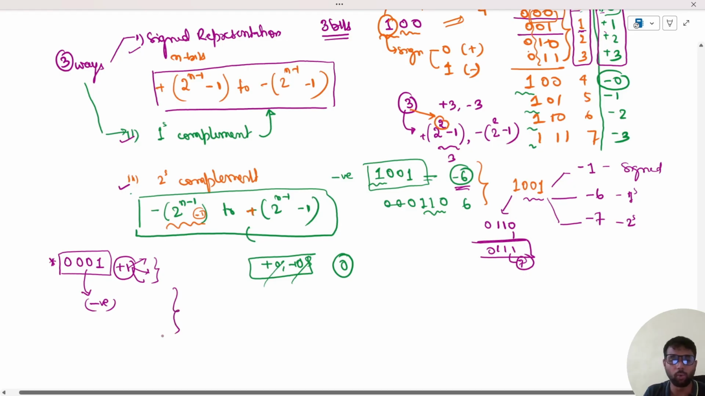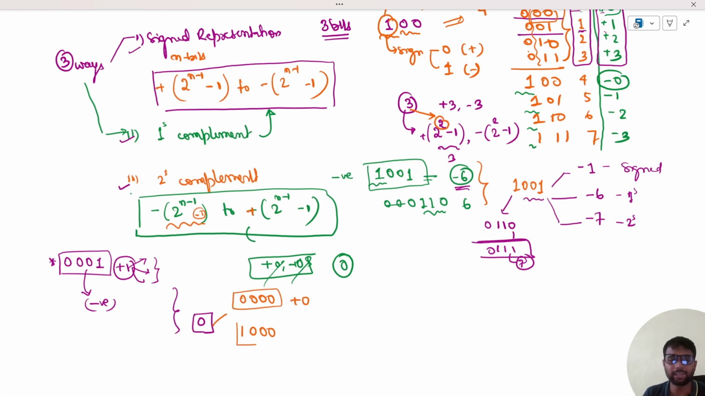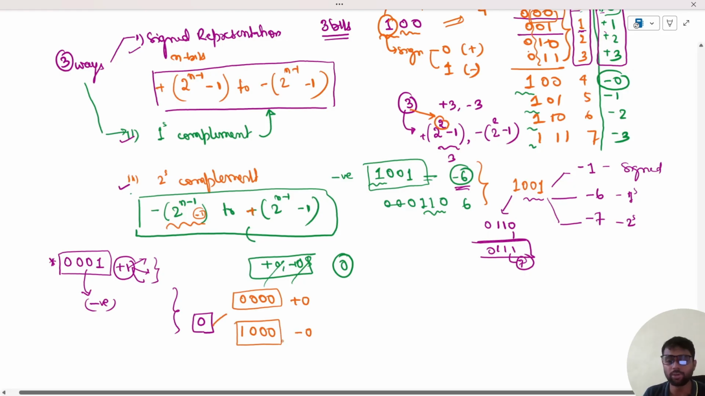So let us talk about 0. When I say 0, I mean 0, 0, 0, 0 and 1, 0, 0, 0. We say that the first is plus 0 and the second is minus 0, if we talk about the sign representation. So in sign representation, we have seen that there are two representations of 0.